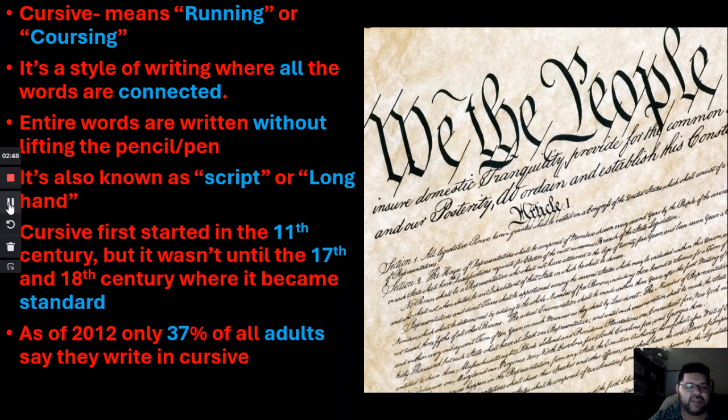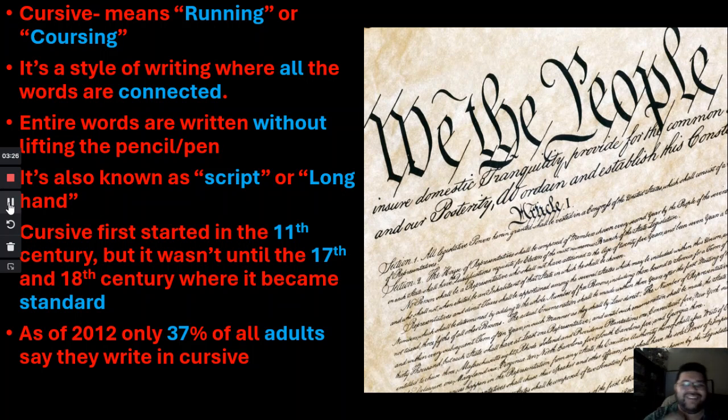Cursive is also known as script or longhand. If you watch some old movies, black and white movies, you might hear them say, "Oh, so and so wrote me a letter in longhand." And you're like, "What the hell is longhand?" That's cursive. If you look at that picture of the preamble, the writing up on top is not cursive. Cursive is the writing below.